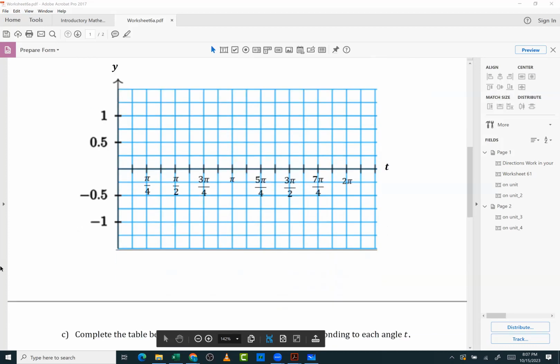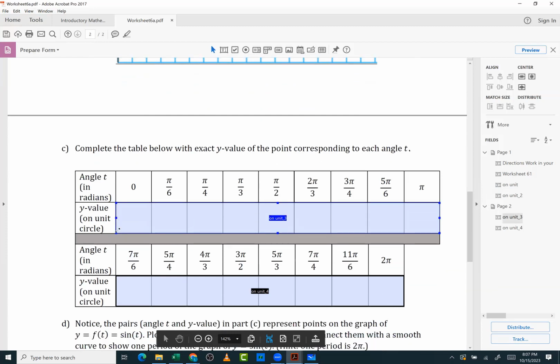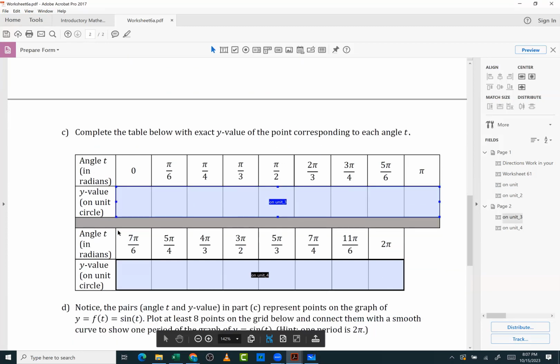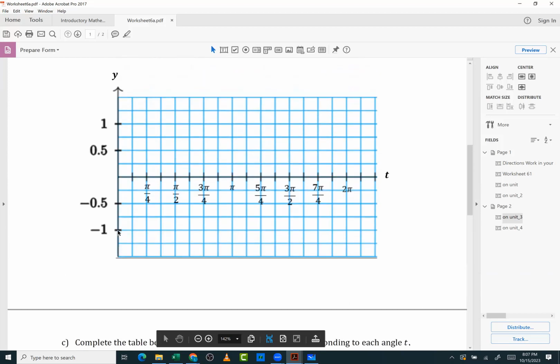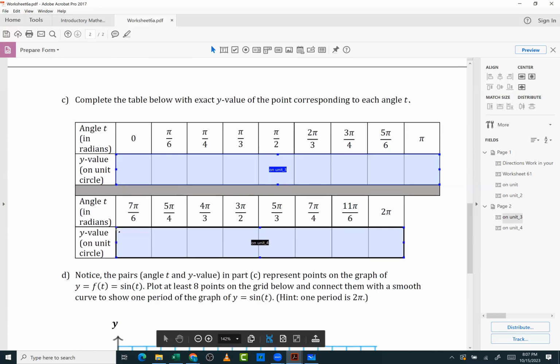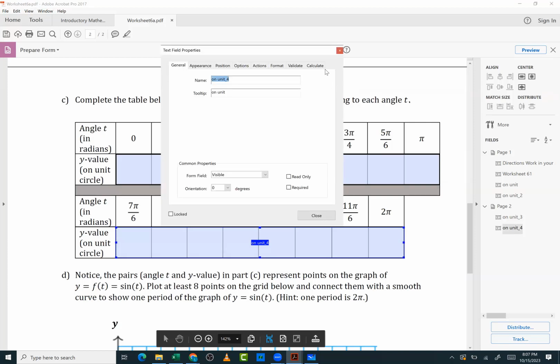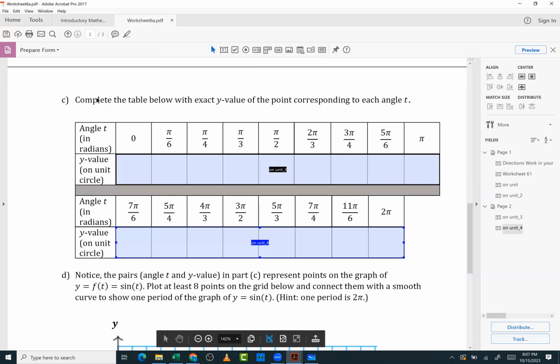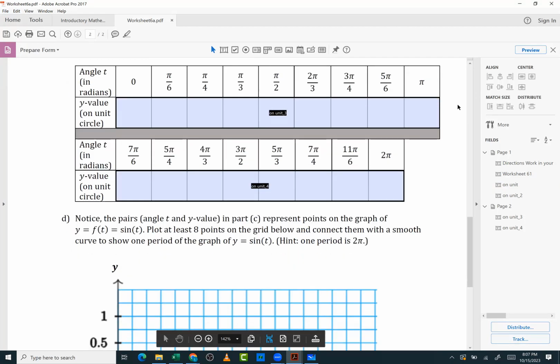I'm just trying to remember everything that you need to know. Complete the table below with the exact y values. Okay, so this one was x values. So this was cosine. This one's cosine. It's exactly the same, except we're going to graph the sine function. That's why they're asking for the y values, right? See here it says complete the table below with exact y values of the point corresponding to each angle t. Is it starting to make sense what this is saying? Yeah. Okay, good. That's the most important thing, that you understand what exactly this says. And then you would graph the sine function because we're on the y values.